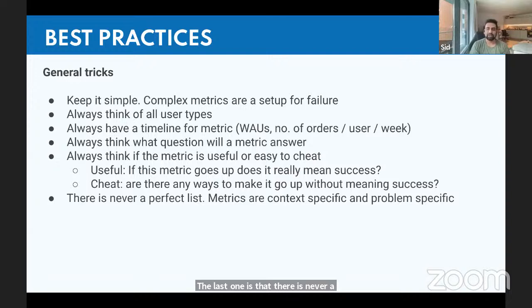The last one is that there is never a perfect list, right? What that basically means is that if you have two very experienced product managers owning the same aspect and you ask them to create metrics, they will create different lists of metrics. And that's completely fine, right? You don't have to go for perfection. You just need to ensure that you're measuring the right aspects and those aspects are not cheated. That's all you need to do.